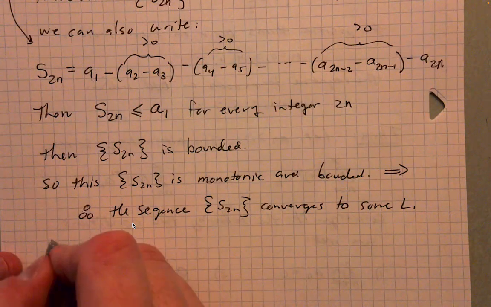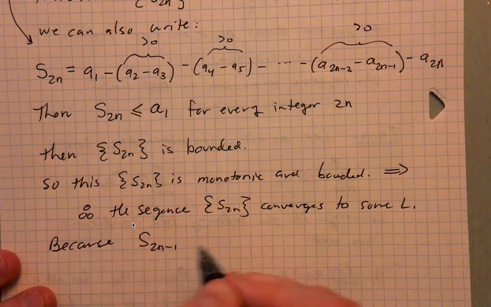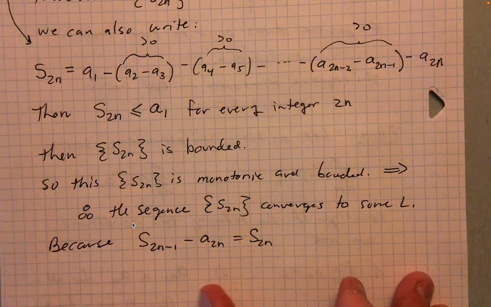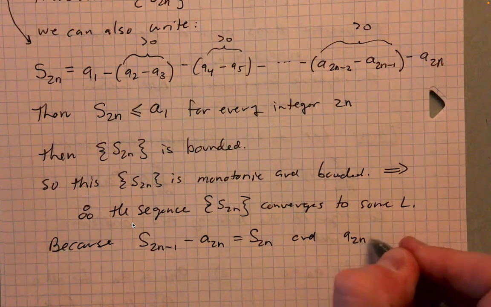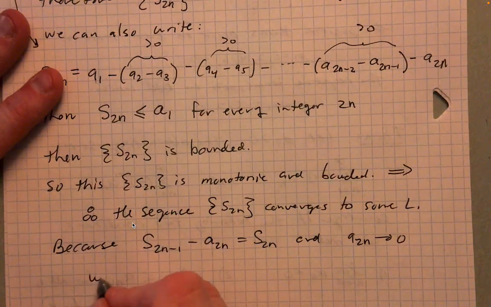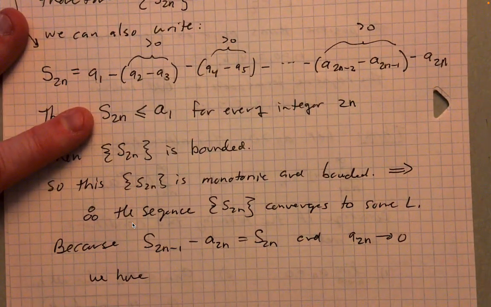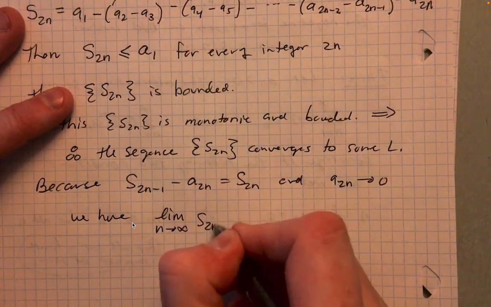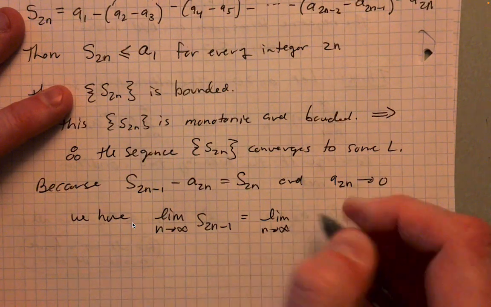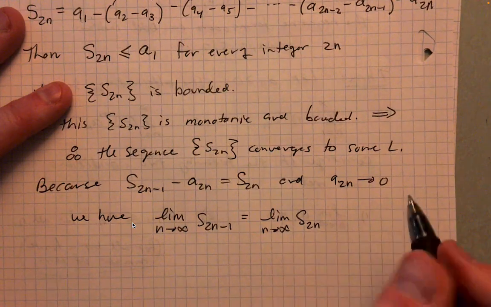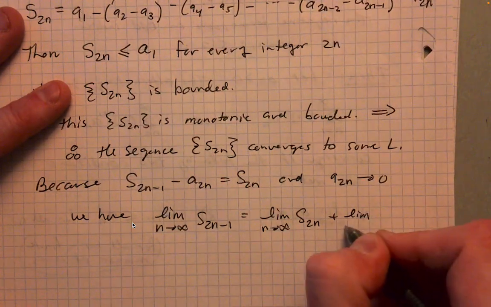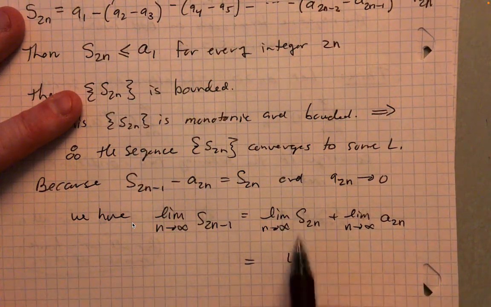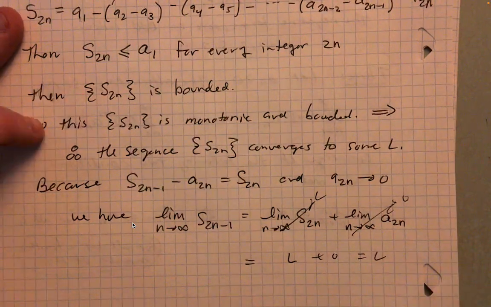And so what we have then is, because S of 2n minus 1 minus A of 2n is equal to S of 2n, and because A of 2n goes to 0, this is by assumption, we have that the limit as n goes to infinity of S of 2n minus 1 is going to be equal to the limit as n goes to infinity of S of 2n, bringing this over the other side, plus the limit as n goes to infinity of A of 2n, which we know is equal to L, that's this piece, L, and this is going to 0, and there we have it.